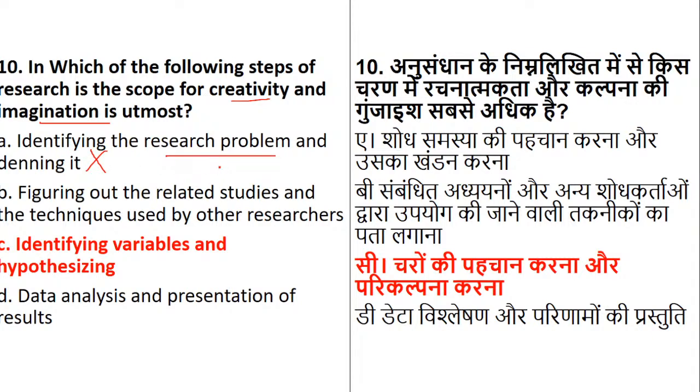Why? Because you can't make it something better. That is the problem. You have to face the reality, and that's how you are going to work on your research topic. So there is no scope of creativity over here. Now, figuring out related studies and techniques by other researchers. When you read the literature review, you understand why you are reading it, so that you get clarity in order to pick up which questions or which areas are untouched. So there is no creativity over here, because you have to go with the factual information.